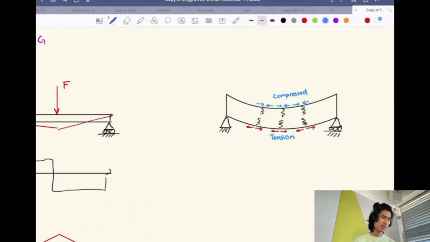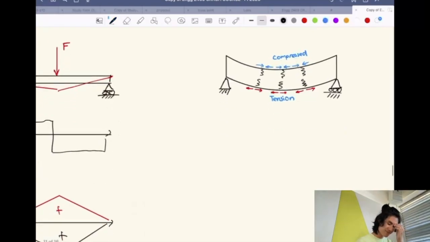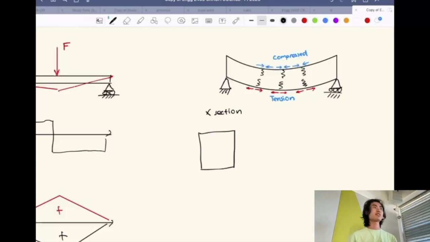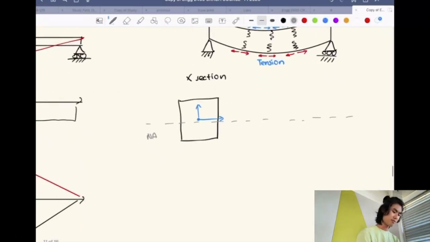Okay, now why this is important is basically on the cross section of a beam, let's say this is a regular prismatic beam. And that's our cross section. Basically, at your y centroid, you have your neutral axis. See your neutral axis? And the neutral axis is where the shear that the beam experiences is 0. So the stress that the cross section experiences is 0.